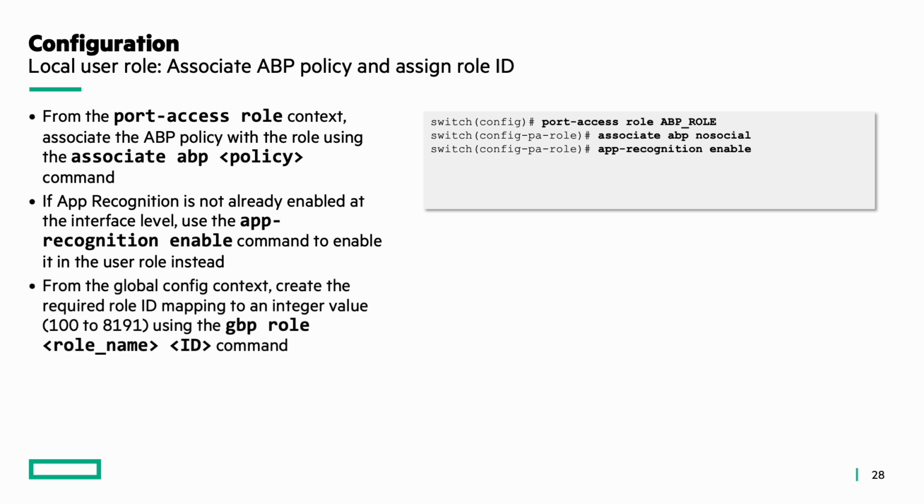Finally, from the global config context, create the role ID mapping to a valid integer value using the gbp role command. Remember that no other group-based policy configuration is required.